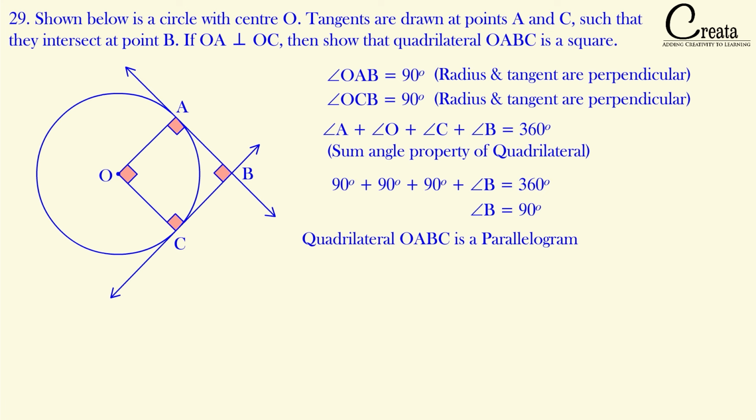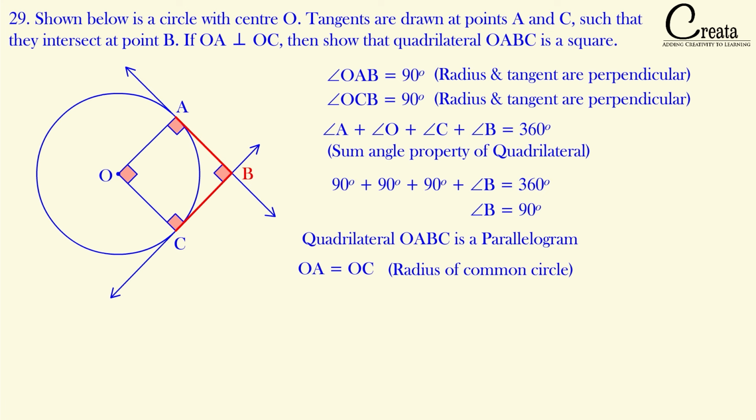Moving further, it is given that OA and OC are the radius of the circle, so both will be equal to each other. And point B is an external point from which we are getting two tangents, the tangent BA and the tangent BC. And we know the property of a tangent.